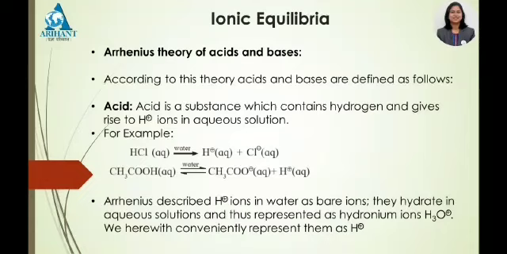Arrhenius described H plus ions in water as bare ions. They hydrate in aqueous solutions and thus are represented as hydronium ions, H3O plus. We herewith conveniently represent them as H plus ions. So, in short, students, an acid according to the Arrhenius theory must have H plus ions. If you see H plus ions, it is an acid.